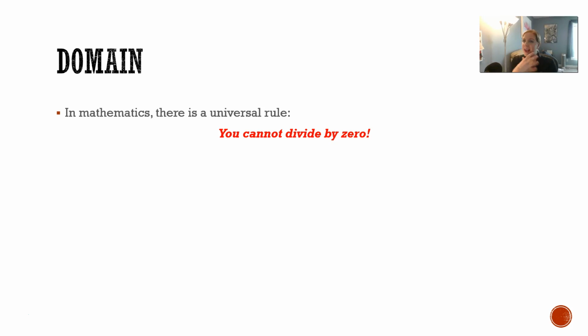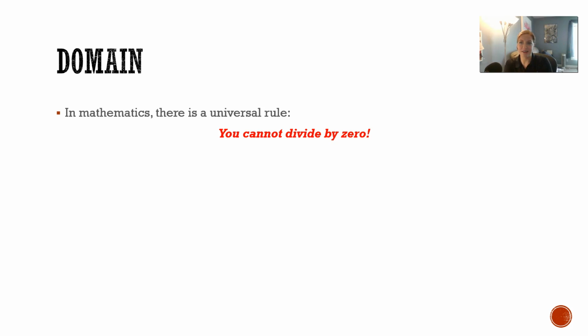So why is the domain different this week? Well, in mathematics, there's a universal, very important rule, and that rule is you cannot divide by zero. Don't divide by zero, because it's basically taking objects and dividing them into nothing. We know the laws of physics state we cannot just make things disappear. They have to go somewhere, so we can't just make them vanish.